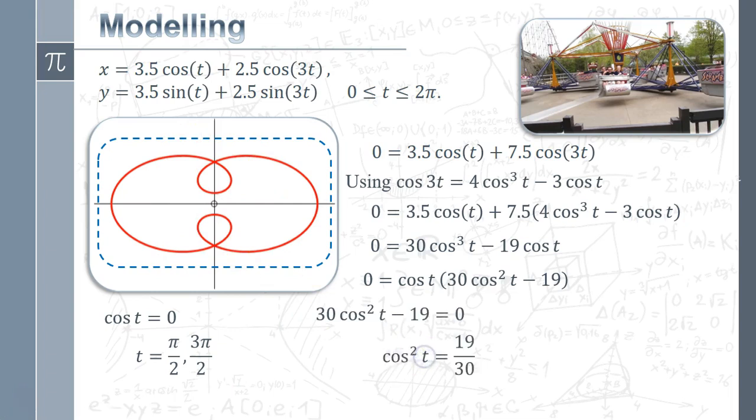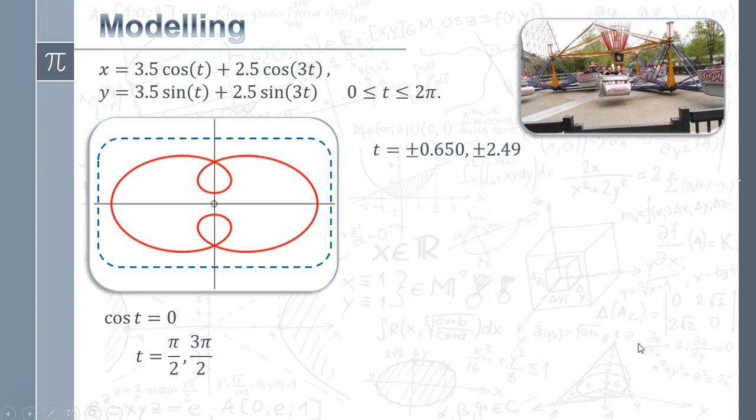So let's move the 19 over, divide by 30, do some square rooting, and then inverse the cos. Hopefully you're all comfortable with that. And so we've got 4 values, plus or minus 0.65, plus or minus 2.49. So the plus 0.65, that's going to be that one there. The plus 2.49, that's going to be between pi over 2 and pi, so that's going to be that one there. And then the negative versions, we've got the minus 2.49 there, and the minus 0.65 is going to be there. So those are 4 points.